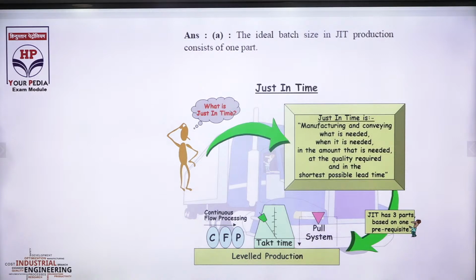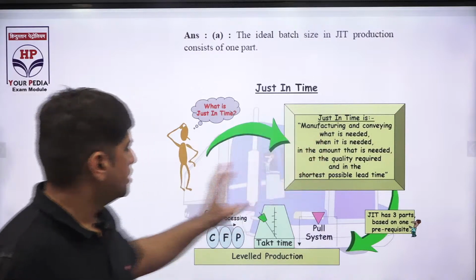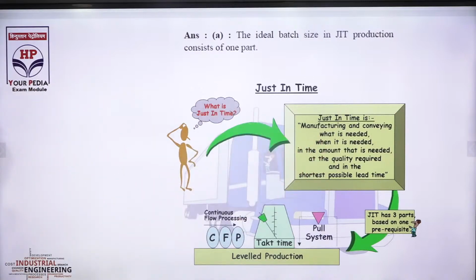Shortest possible lead time. What do you want? I want this. Then only I will deliver it. I will deliver it as and when you want it. It is based upon pull system. Continuous flow is maintained. No wastage is done. That is what the just-in-time system is.